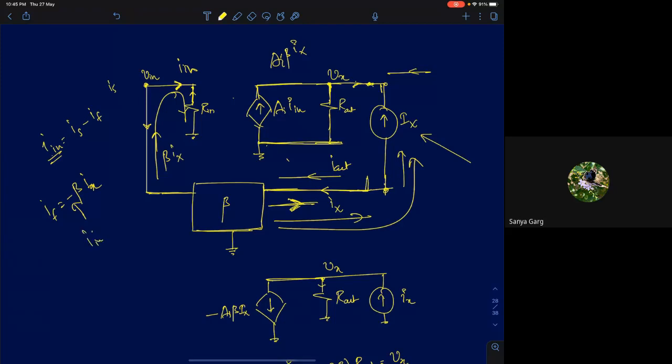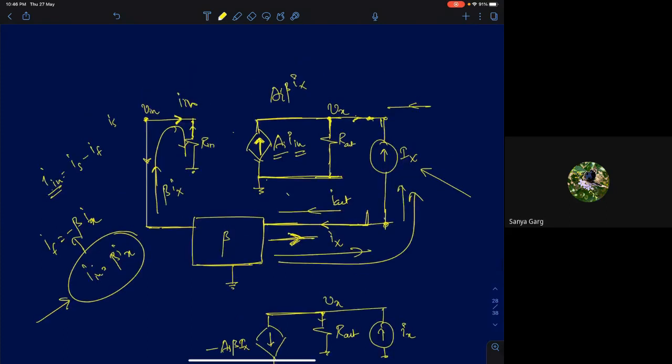So it will be I in will be beta times Ix plus beta times Ix. I in here is plus beta times Ix. So I made a small mistake when I was drawing the model for this current amplifier. The direction of current here should be in this way. So here it is AI times I n. So it is AI into beta times Ix.